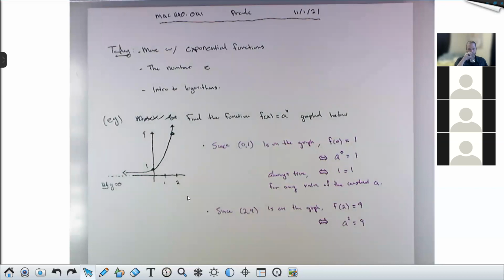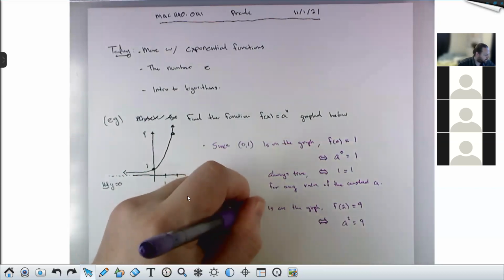Does that say (2, 4) for the bottom coordinate or (2, 9)? Sorry, (2, 9). Oh, okay.